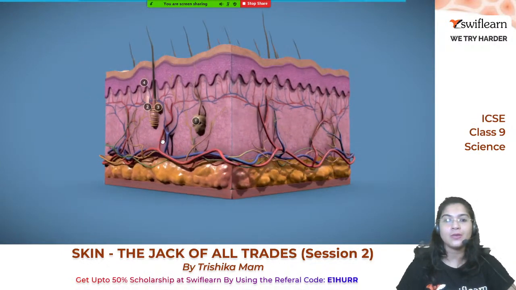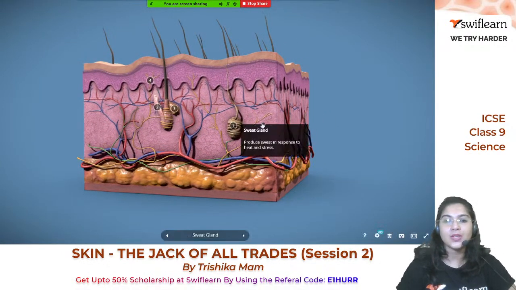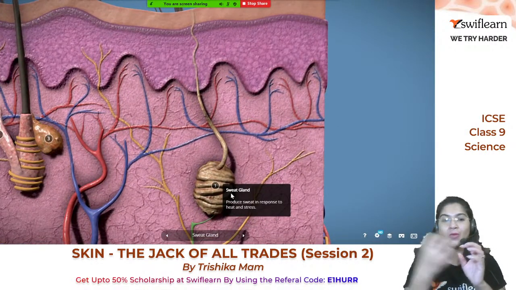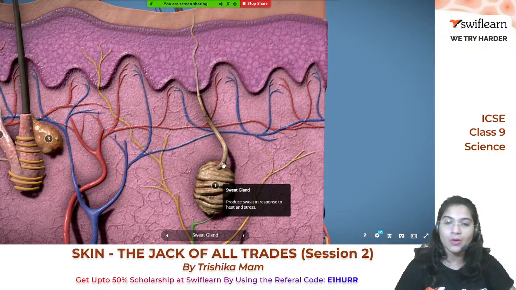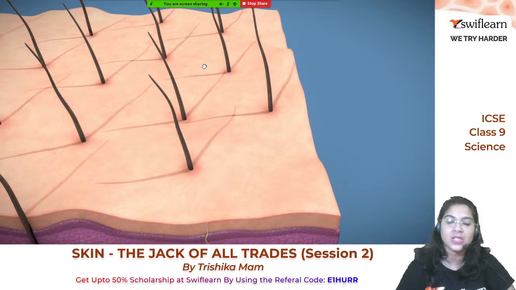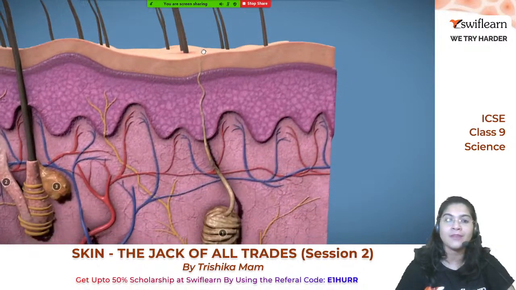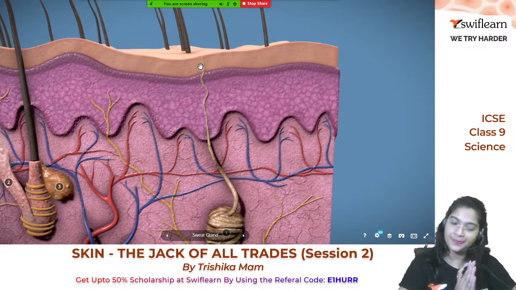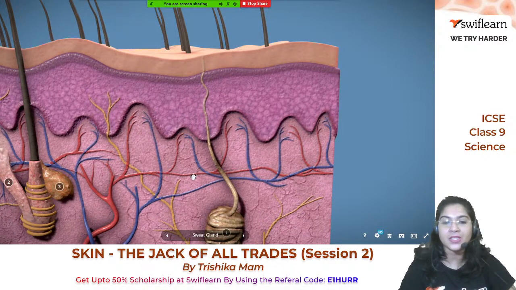So what is this number one? Number one, you can see, is the sweat gland. The sweat gland is a very coiled gland and it always has a duct. Whatever the sweat gland secretes, that is the sweat, goes through the duct and finally opens on the pore. The sweat pores are present on the skin. It opens on the pore and finally the sweat goes out of the body. Clear? So this is all about the sweat gland.